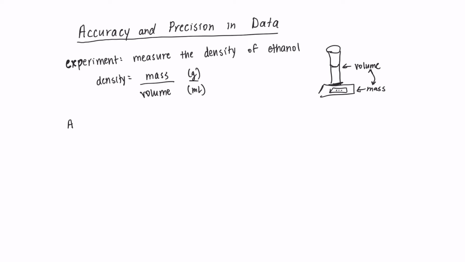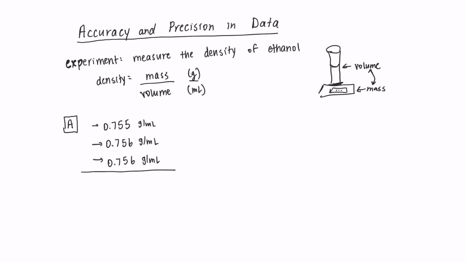So student A did 3 trials measuring the density of this sample. He took 3 different amounts of ethanol and measured the volume and the mass. His final values were 0.755 grams per mil, 0.756 grams per mil, and 0.756 grams per mil. These averaged out to 0.756 grams per mil.